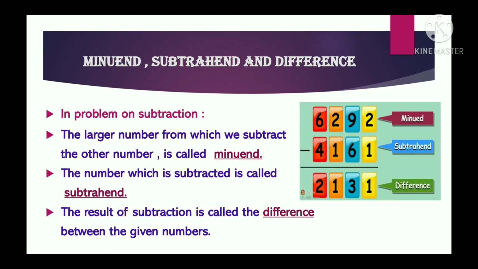Now, let's talk about the terms of subtraction, which are minuend, subtrahend, and difference. So, in problem of subtraction, the larger number from which we subtract the other number is called minuend. The number which is subtracted is called subtrahend, and the result of subtraction is called the difference between the given numbers. In this example, you can see the larger number is called the minuend, the smaller number is called subtrahend, and the answer is called difference.